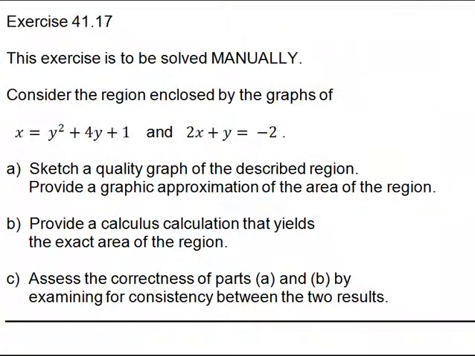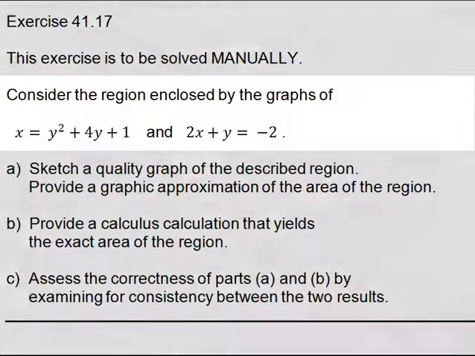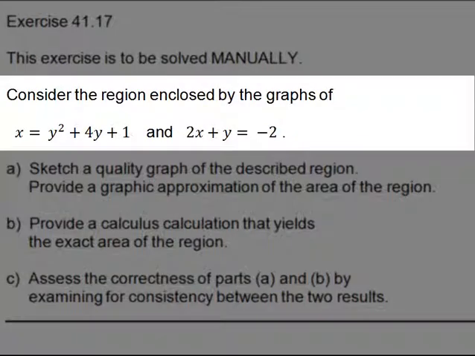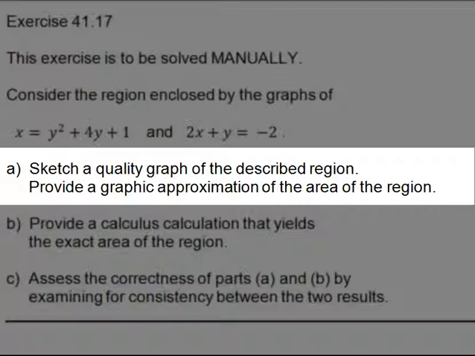Exercise 41.17. This exercise is to be solved manually. Consider the region enclosed by the graphs of x equals y squared plus 4y plus 1 and 2x plus y equals negative 2. Part A, sketch a quality graph of the described region.